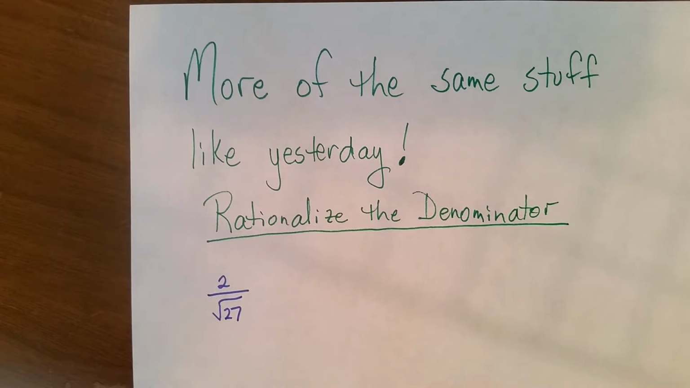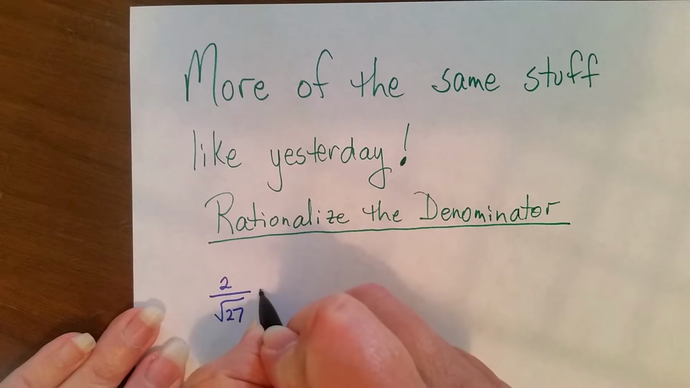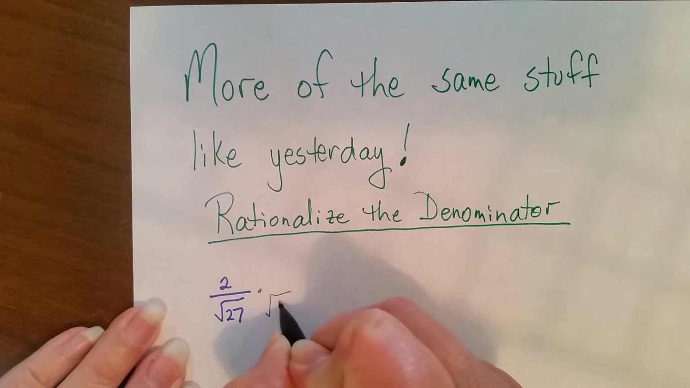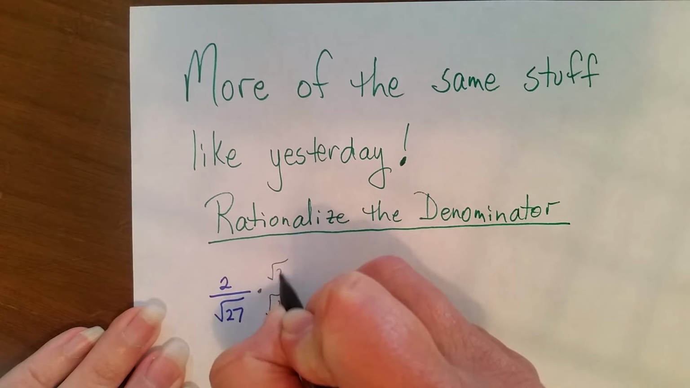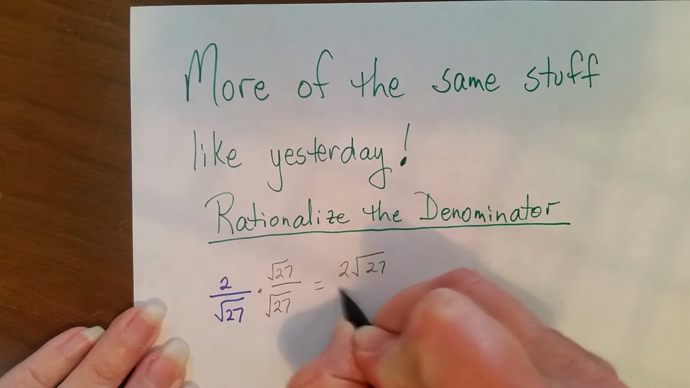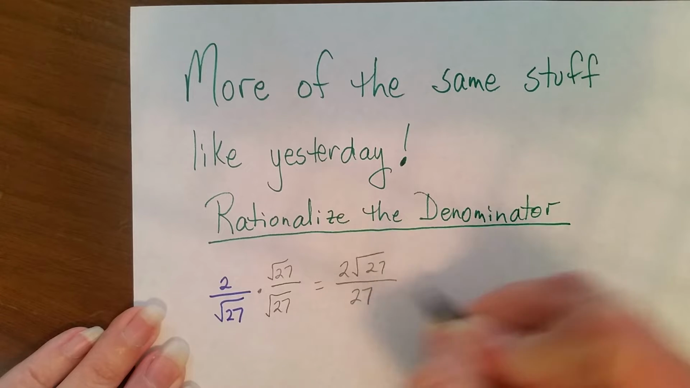Now, I know that when I was looking through Delta Math, their go-to was always to multiply top and bottom by whatever the radical was. So, for instance, in this case, they would multiply top and bottom by root 27, and then they would get 2 root 27 over the square root of 27 times the square root of 27 is 27.